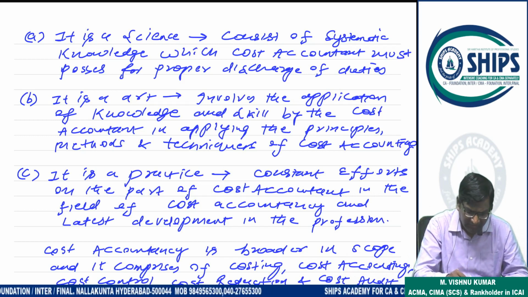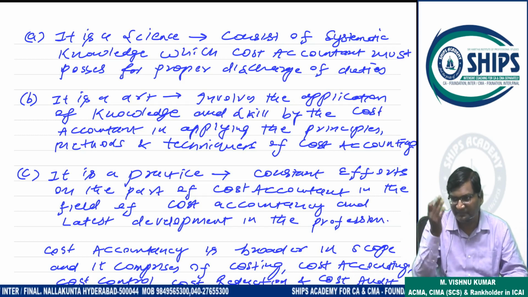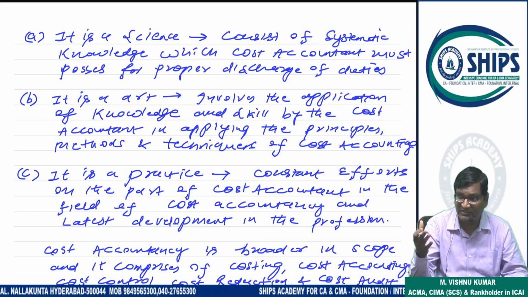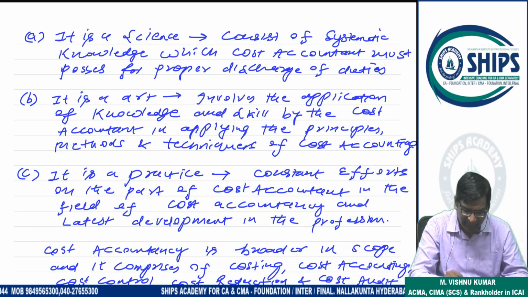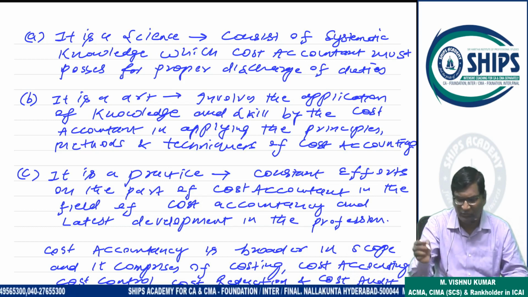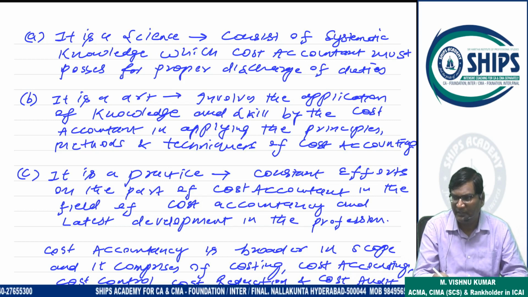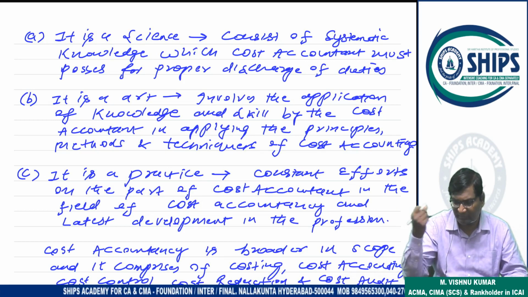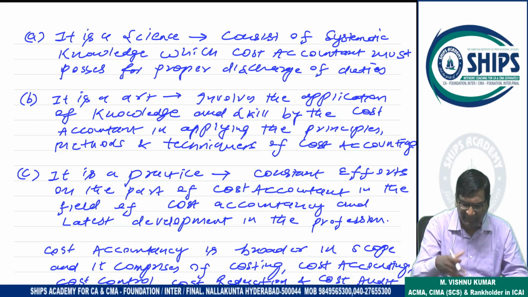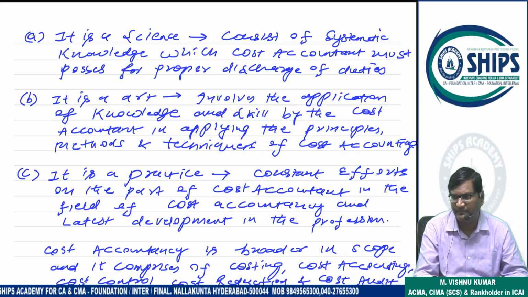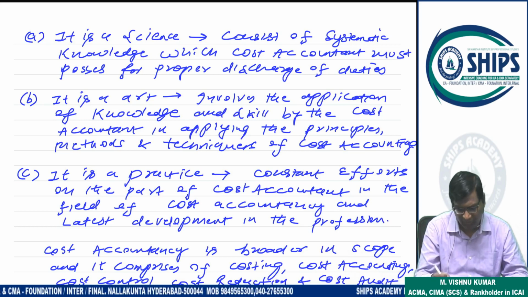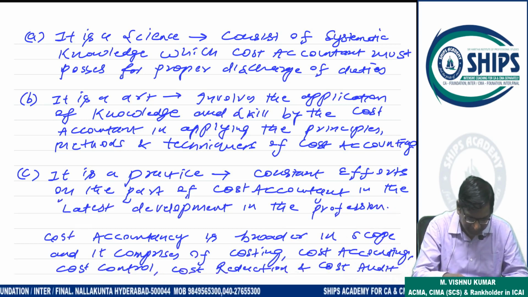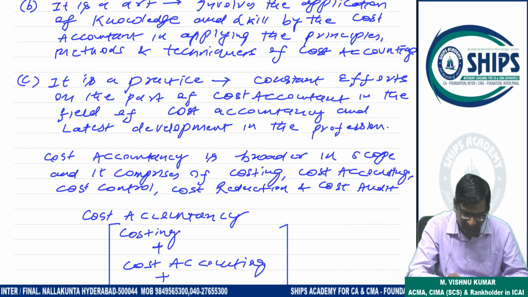Clear? Art. Art means you are a unique type of person. So you develop certain things from your side. It involves the application of knowledge and skill by the cost accountant in applying the principal methods and techniques of cost accounting. Already here I have given the example that some cricket players are innovating new types of techniques. So here also the cost accountant is developing some techniques. From those techniques, he may control the cost, he may reduce the cost. Okay. Next, practice means what? Regular upgradation.